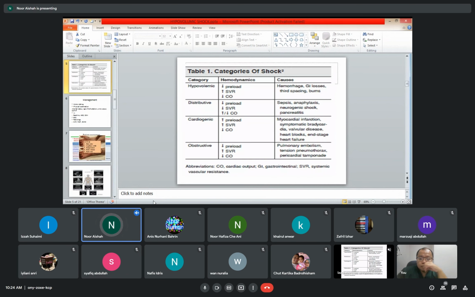Next is the categories of shock. In hypovolemic shock, there will be decreased preload, increased systemic vascular resistance and reduced cardiac output. And the causes, as you can see, are mostly hemorrhage, GI losses, third spacing or burns.